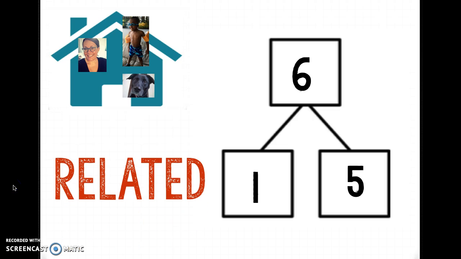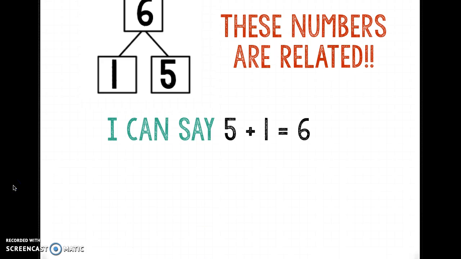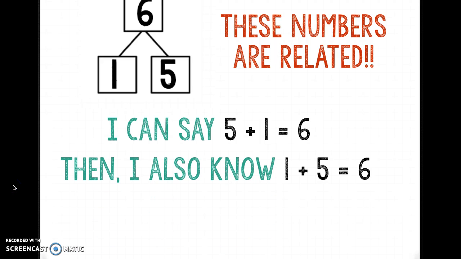They're related. Now, what can we do with these related numbers in the number bond that have to do with addition and subtraction? Well, since the numbers 6, 1, and 5 are related, we can write some number sentences. The first one I can write is, I could say 5 plus 1 equals 6. And if I know that addition sentence, I could also say 1 plus 5 equals 6.